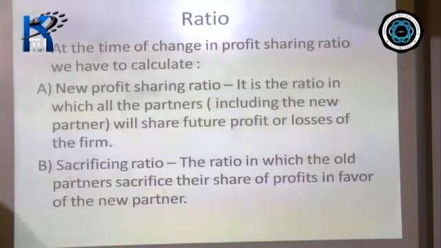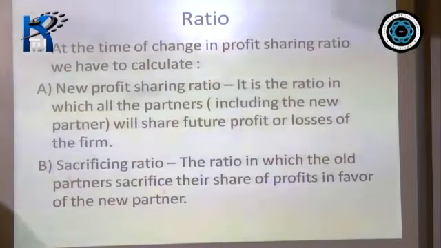So this is how we calculate the new partner's share. This was the first case, when the new partner gets his share from the old partners in their old profit sharing ratio, because there was nothing else given in the question besides that Chetan gets 1/4 of the total share. So this was the first concept. Let us see the next one.